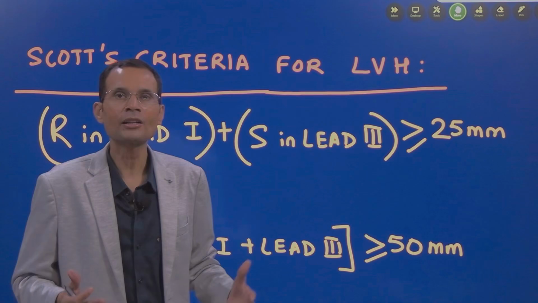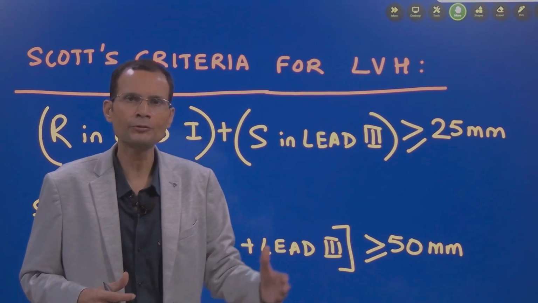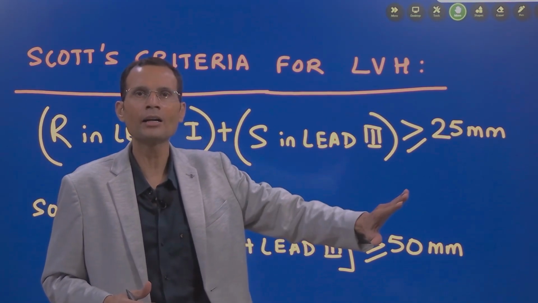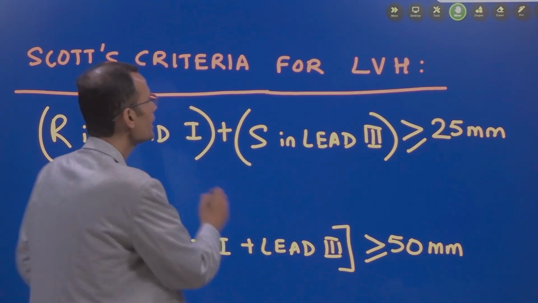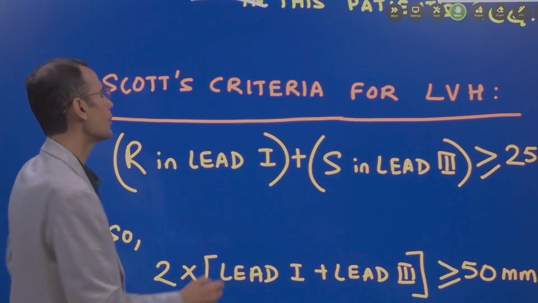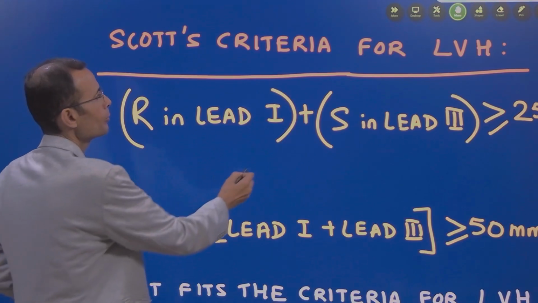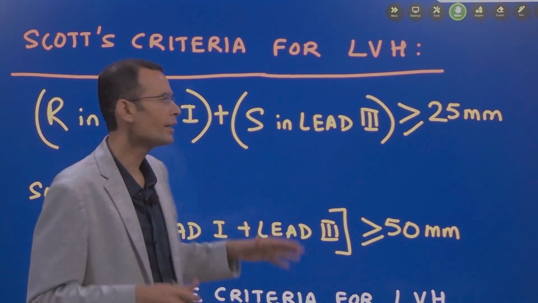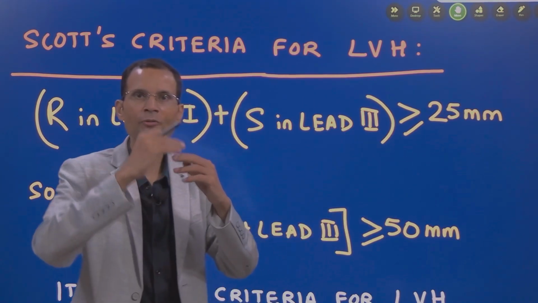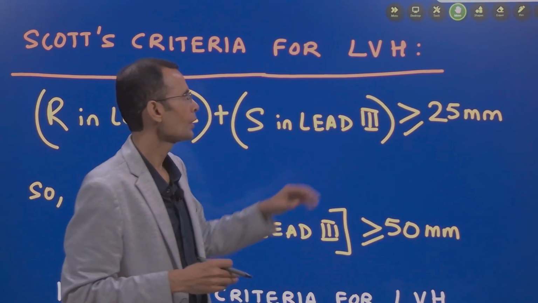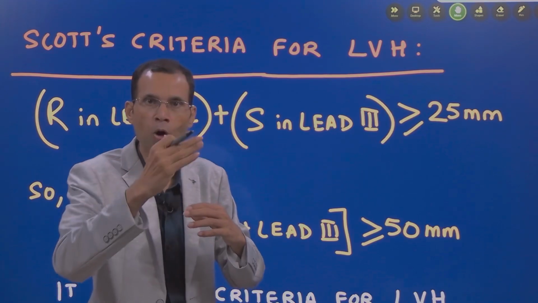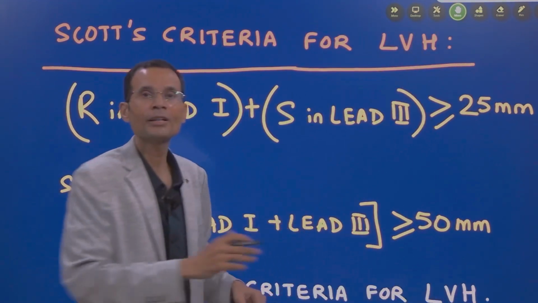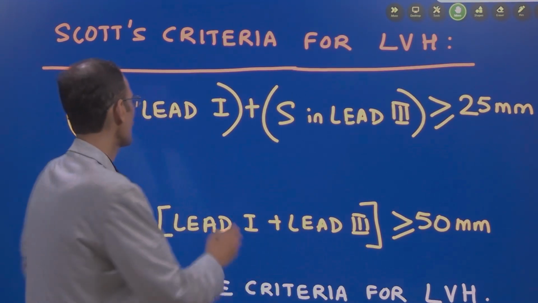Now, why is that? We need to understand the cardiac vectors for that. We'll keep it for some other video. For now, please take this, the Scott's criteria. R wave in lead 1 plus S wave in lead 3. Their amplitudes, if you add, and if they are more than 25 millimeters, vertically speaking, 25 millimeters or more, then it will be left ventricular hypertrophy.